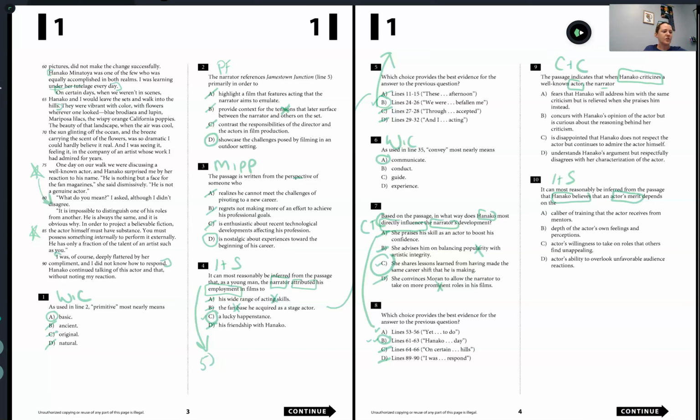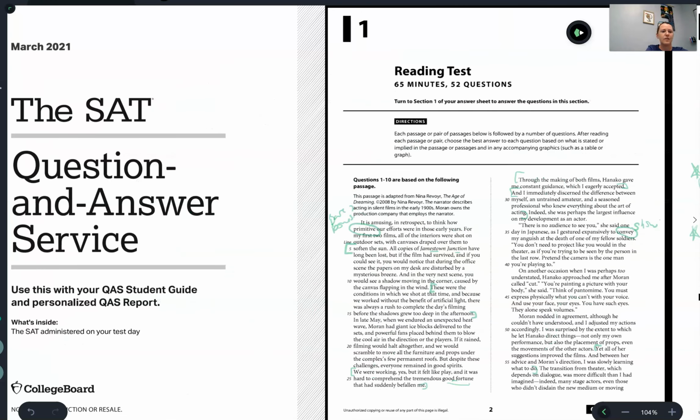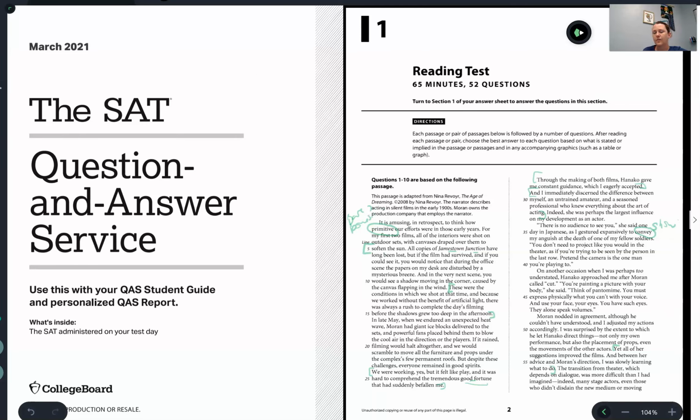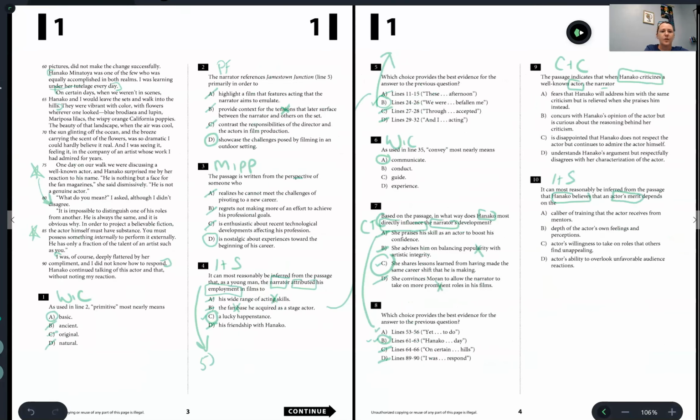Number 9 is our content question that did not have a COE follow-up, but we did kind of see that happen. We noticed that Hanako criticized a well-known actor, and I believe the narrator asked her what she meant, even though he did not disagree. Oh, sorry. One day on our walk, we were discussing a well-known actor, and Hanako surprised me by her reaction to his name. He is nothing but a face for the fan magazines, she said. He is not a genuine actor. What do you mean? I asked, although I didn't disagree. All right, so that's his reaction right here.